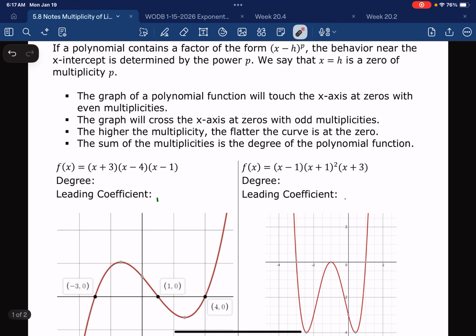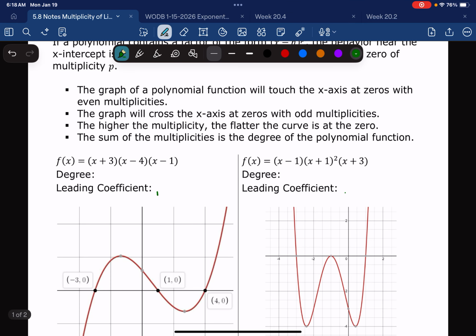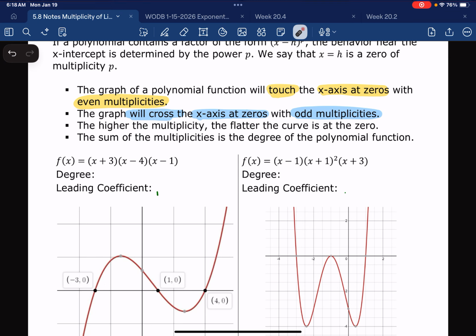All right, so the graph of a polynomial function is going to touch the x-axis. Let's go ahead and highlight that. The graph of the polynomial will touch the x-axis at zeros with even multiplicities. So if the exponent of that factor is even, the graph is only going to touch the x-axis. But the graph is going to cross the x-axis at the zeros when there is an odd multiplicity. So make sure you keep that in mind. Also, the higher the multiplicity, the flatter your curve is going to be at the 0.